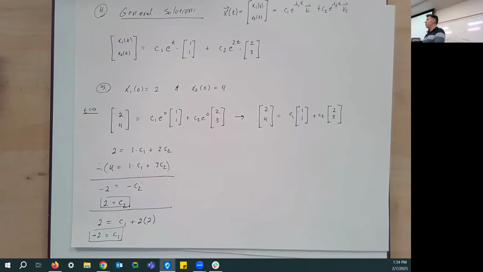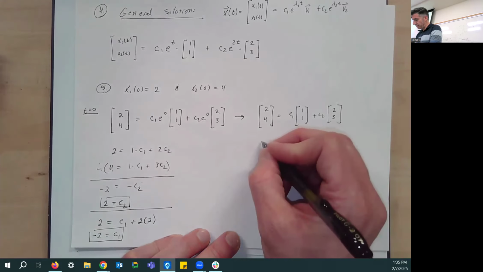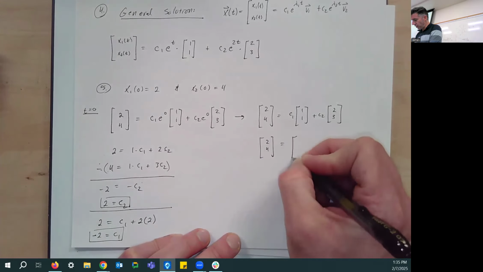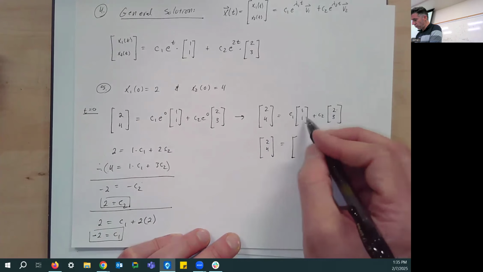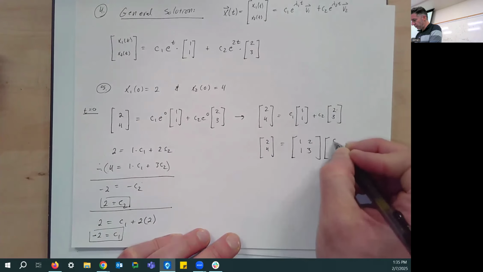Another way to do this, though, which your teacher probably will talk about, is to write this as a matrix equation. So you could write this as 2, 4 is equal to the coefficient matrix 1, 2, 1, 3 multiplied by the vector c1, c2.